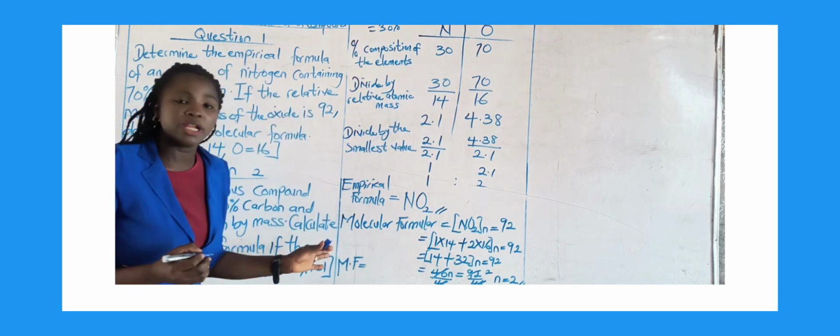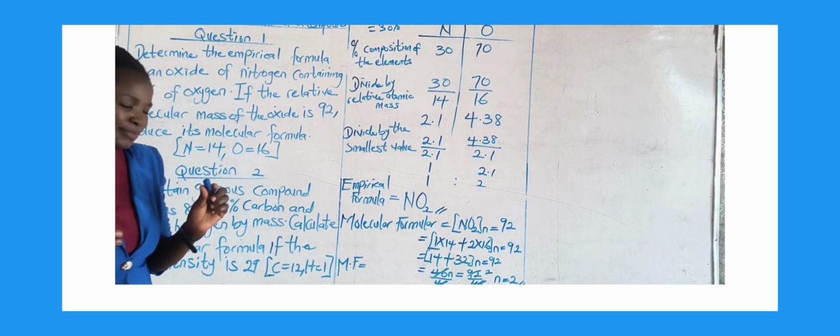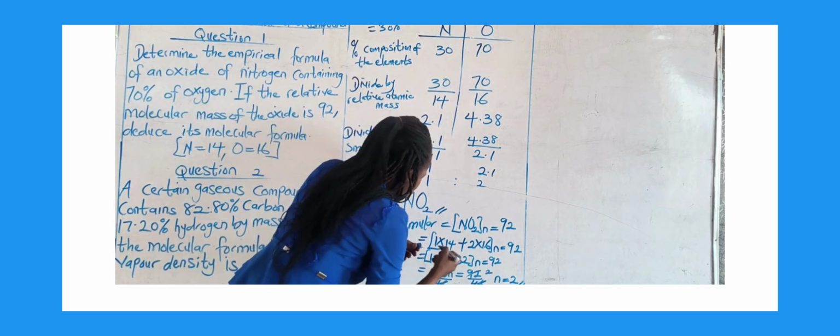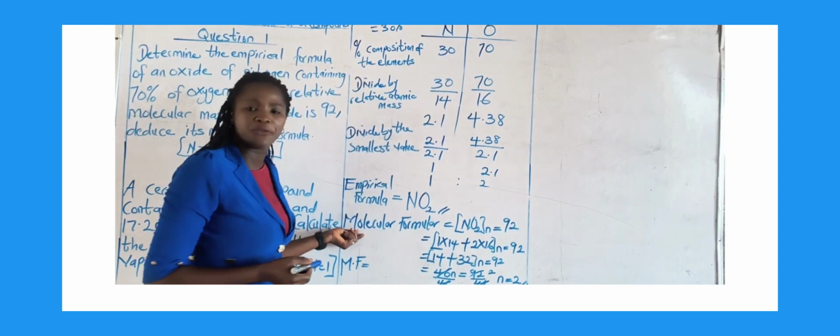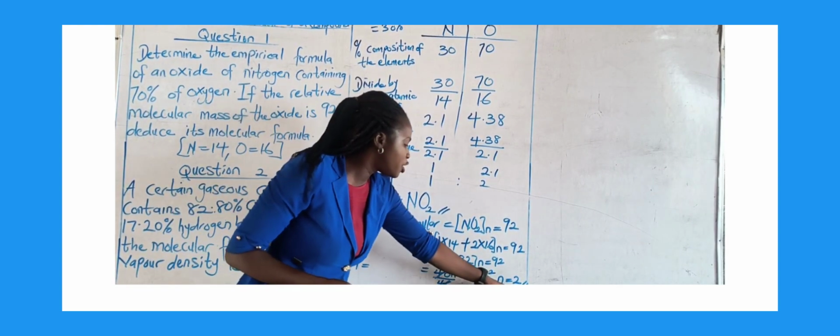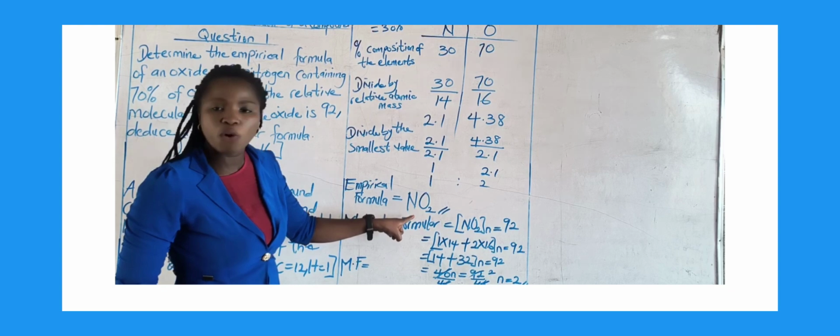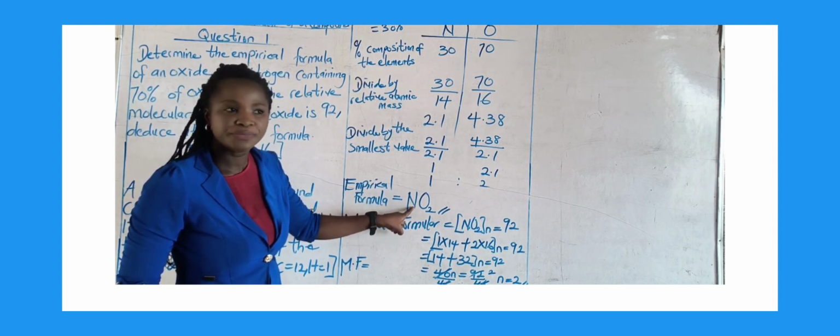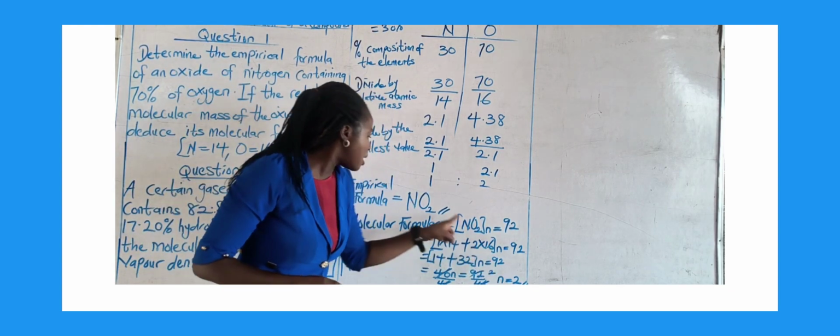Let me use n to represent the molecular formula. You need to write it in full, okay? So we now use this to write the molecular formula for this question. I'll use it to multiply my empirical formula. 2 times N is what? So we have N2.